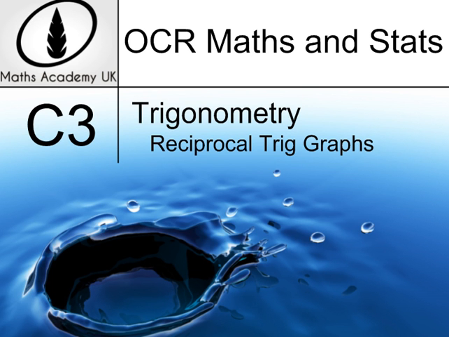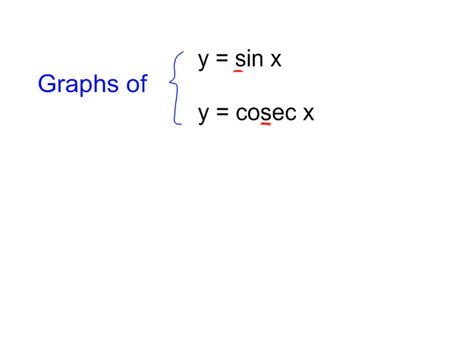Trigonometry, reciprocal trig functions. Let's start by looking at the graph of y is equal to sine x. It's a graph that you're already familiar with, and then we'll have a look at a few properties of the sine x graph, and then from there we'll have a look at its reciprocal graph, y is equal to cosec x.